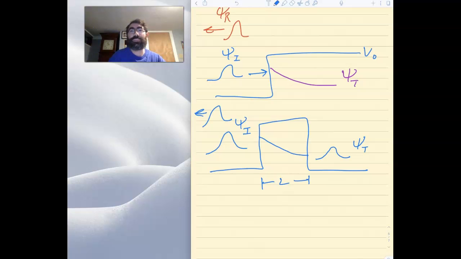So it's going to teleport itself from one side of the barrier to the other. And that's the great thing about quantum mechanical tunneling. The particle is never inside the barrier. It's always going to be on the left or the right, but there's a chance that it's going to jump instantaneously to the other side of the barrier.